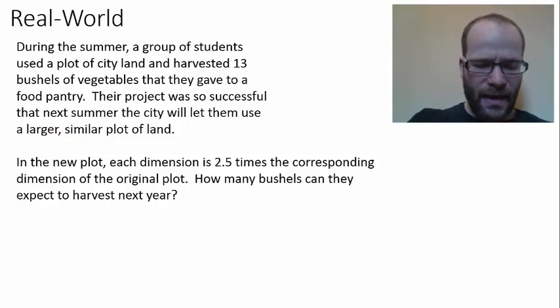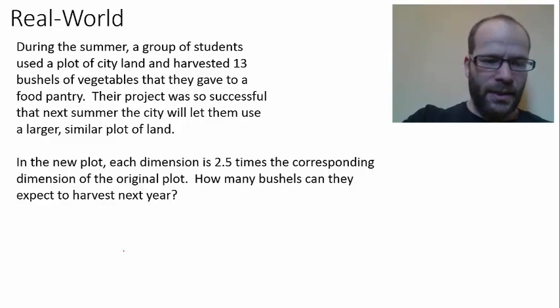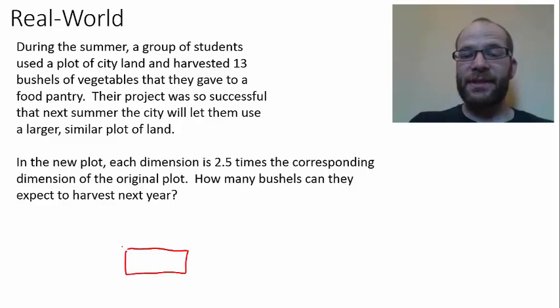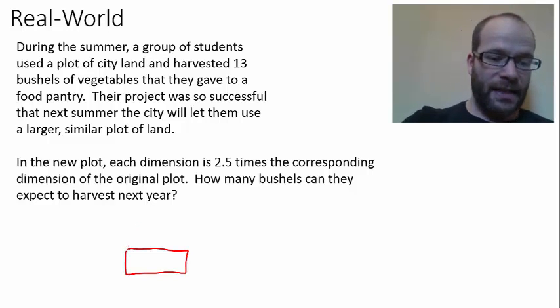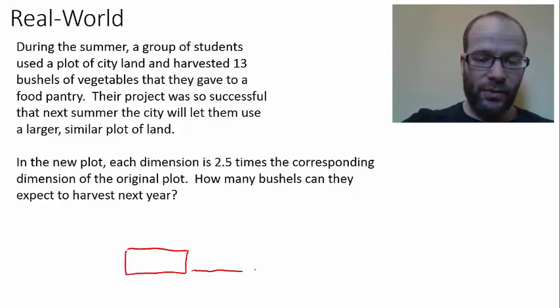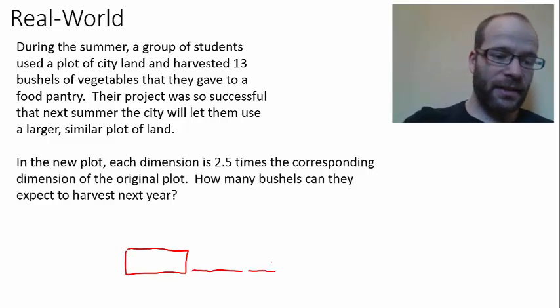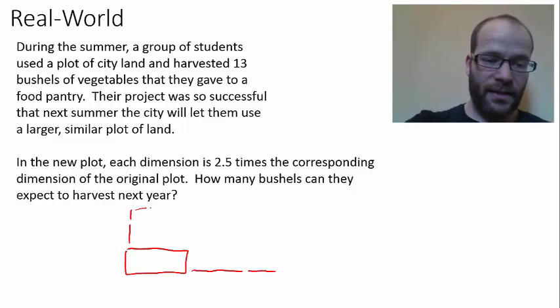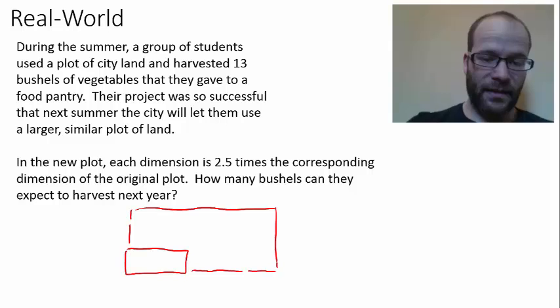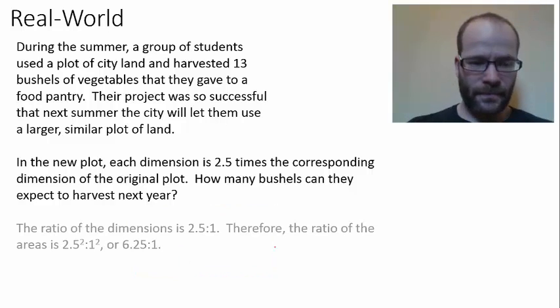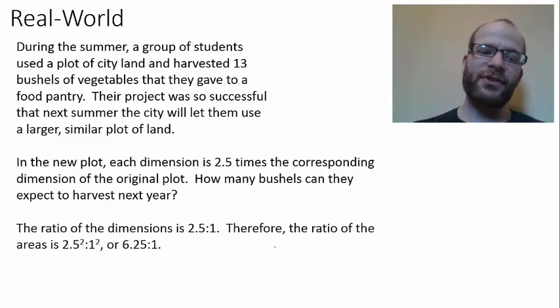Let's just get our minds around what that would look like. So if the original plot is some particular dimension, we don't know how big it is. We just know it's some particular size. And that means the new plot would be 2.5 times as long, and 2.5 times as big this way, so you can get a sense of how much bigger this thing is. It's quite a bit larger. The ratio of the dimensions is 2.5 to 1.